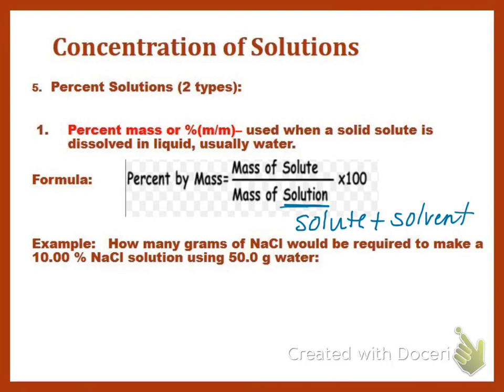This is not chemistry, what we're fixing to do. This is good old-fashioned Algebra 1, solving for an unknown, okay? It wants to know how many grams of sodium chloride would be required to make a 10% solution if you had 50 grams of water. So 50 grams of water is obviously your solvent, okay? So we're going to plug in X for how many grams of solute. So we're going to say X over X plus 50 is equal to 0.10. Why 0.10? 10 divided by 100, okay?